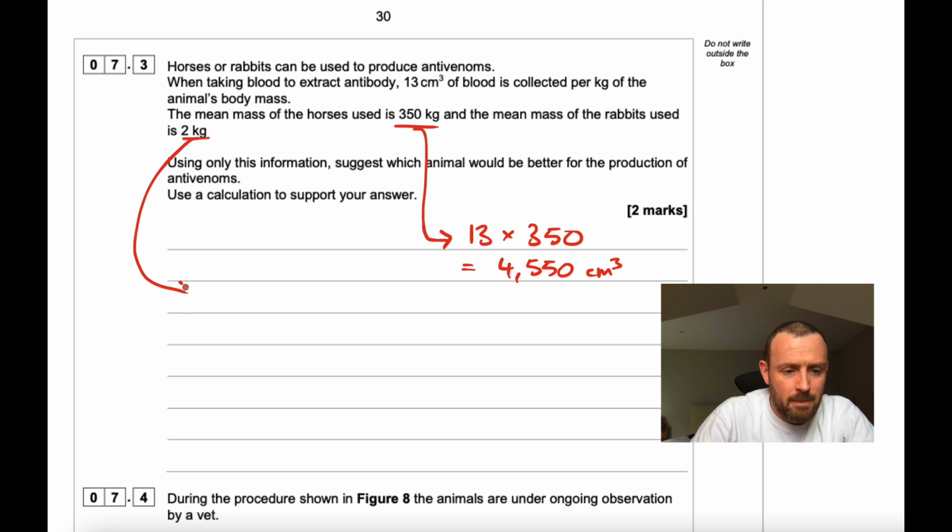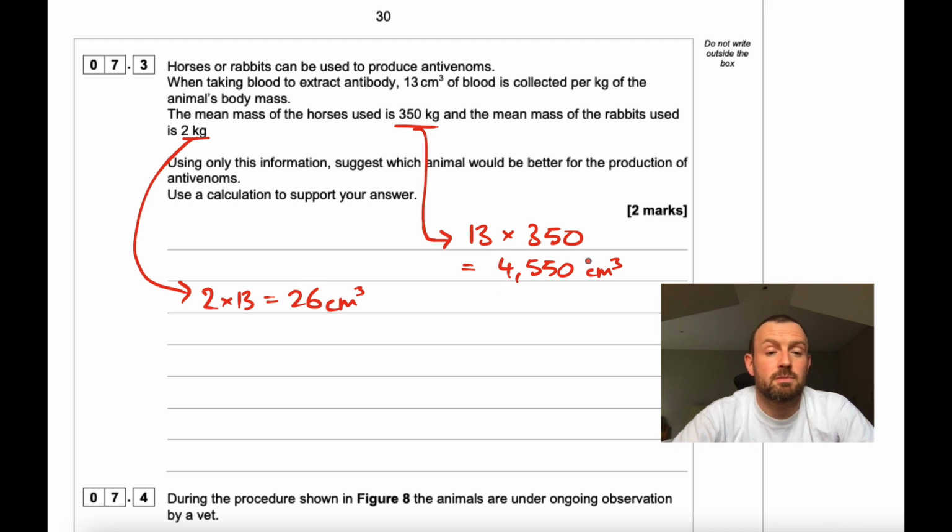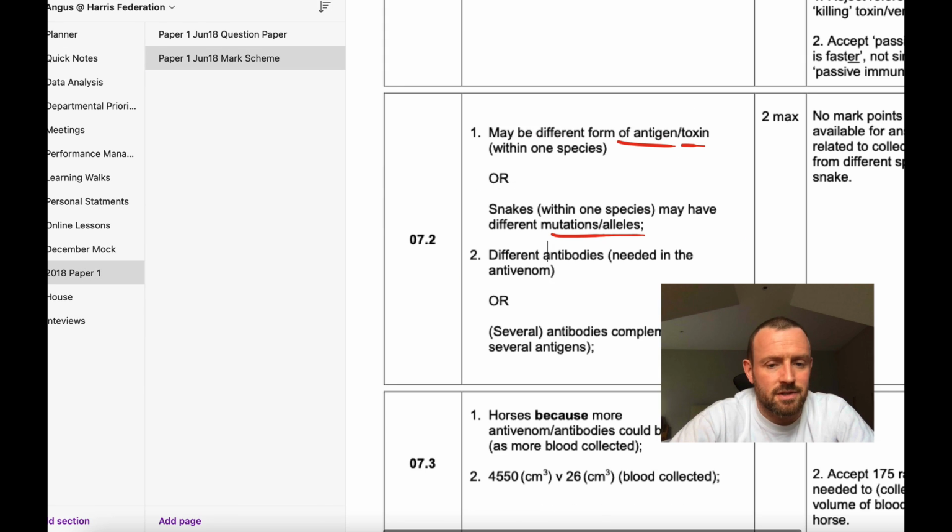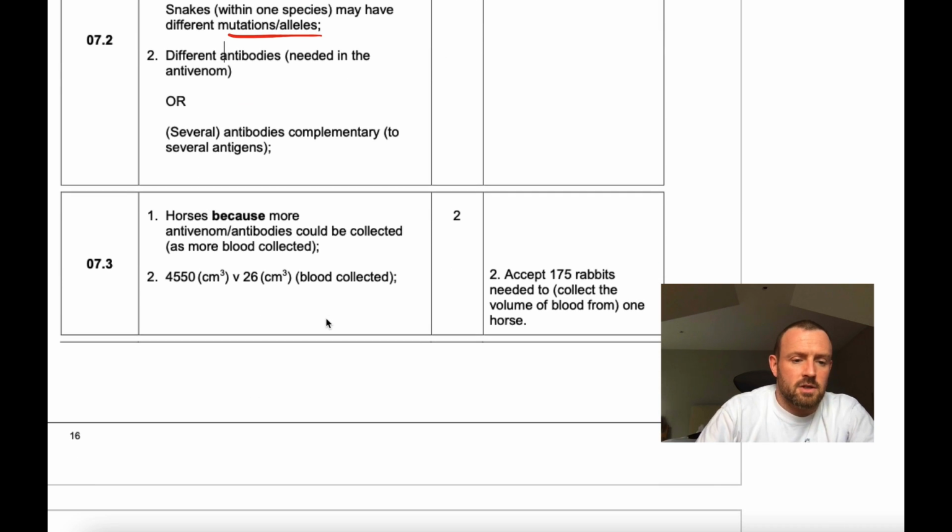Whereas from the rabbit, you've got 2 times 13, which is 26 cubic centimeters. So that's not a lot. Basically, you can get a lot more blood from the horse, which means you can produce more antibodies. So it's going to be better. It says use a calculation, so we did that. So horses, because more antibodies could be collected, and then this is the calculation that you need to do.